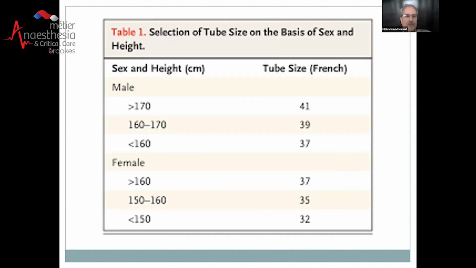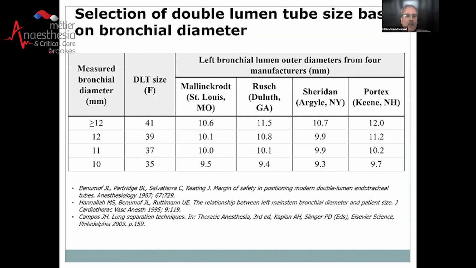For males, if a patient has a height of more than 170, usually tube size 41 is used, while 37 can also be used at less than 160 centimeter height. For females, you start with 37, you can go down to 32. 35 is most commonly used in female patients. The tube size is available from 26 to 41 French. And this you can also identify by looking at the X-ray.